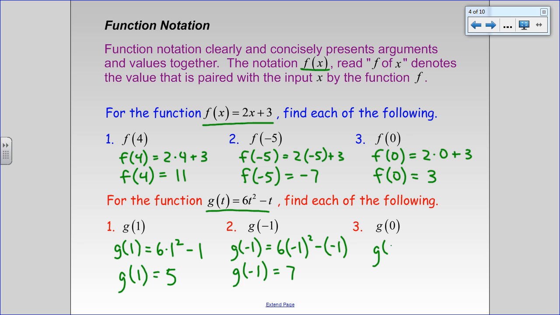And then finally, g of 0 would be 6 times 0 squared minus 0. So g of 0 is 0. There's a value of 0 when the argument is 0. And remember that a 0 of a function is a number that produces a value of 0. So in this case, we would say that the 0 of this function is x equals 0.